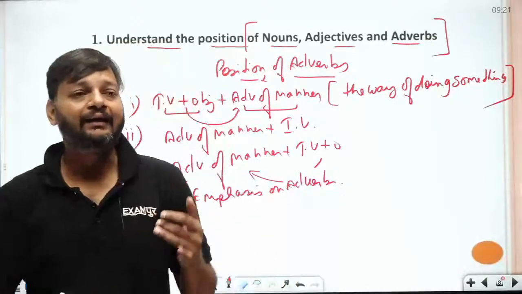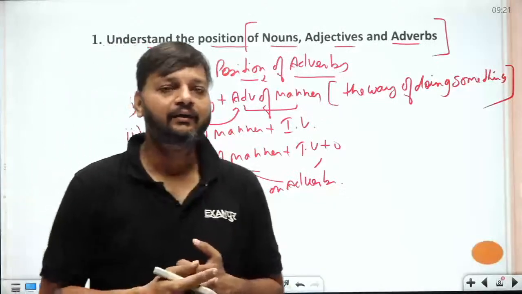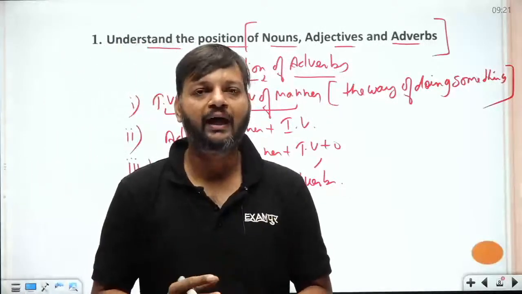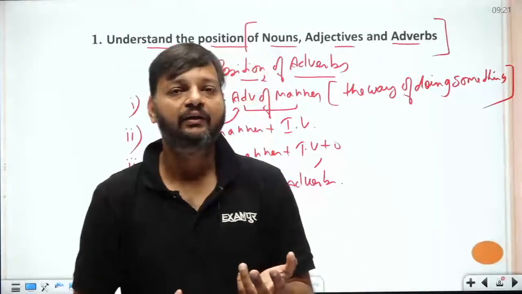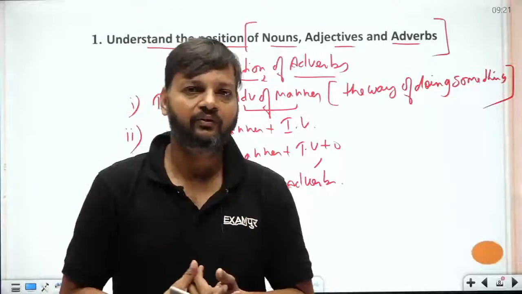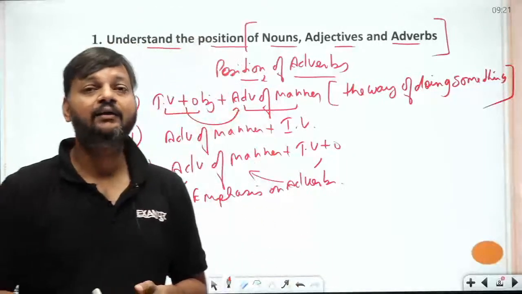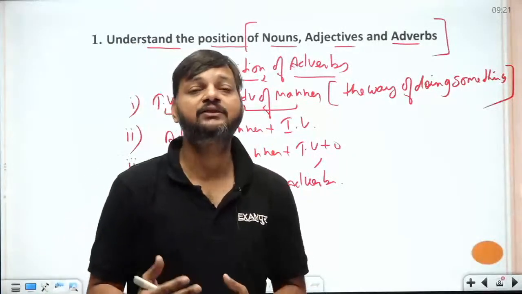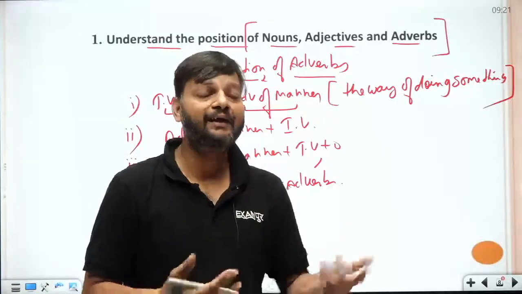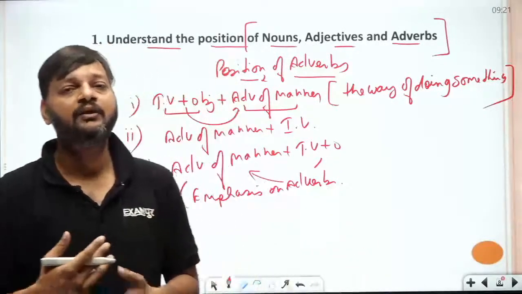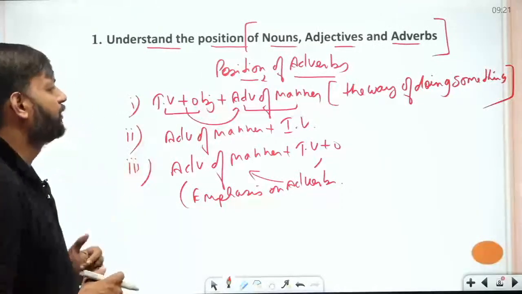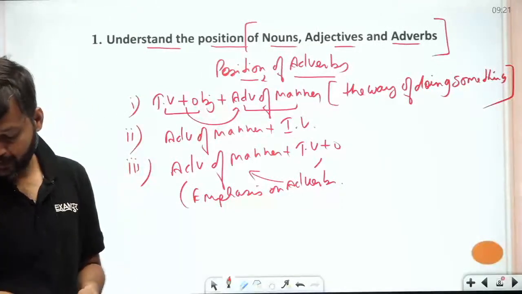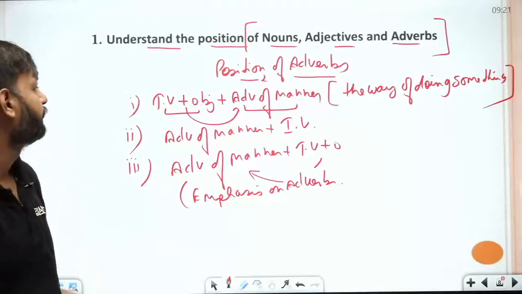Like, I opened the box quickly. So quickly was the way I opened the box. Okay. I was riding very fast. So fast is the way of riding. Okay, so adverb of manner is the way we do something. So these are the three possible positions of adverb of manner.